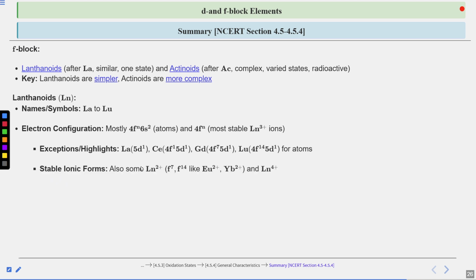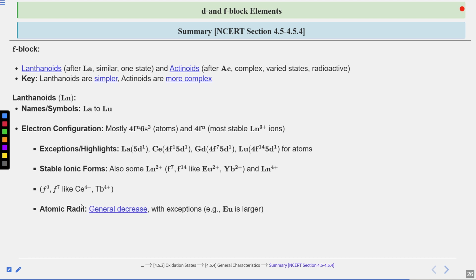The stable ionic forms also include some Ln2+ due to f7 and f14, like Eu, that means europium, and Yb, that means ytterbium, and Ln4+ are the ionic forms shown by the lanthanoids due to their stability as per their electronic configurations, f0 and f7, like cerium 4+ and Tb, meaning terbium 4+. So they show Ln4+ like Ce4+ and Tb4+, a stable ion.